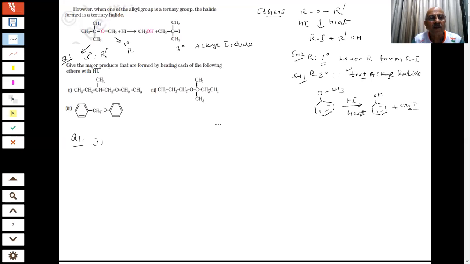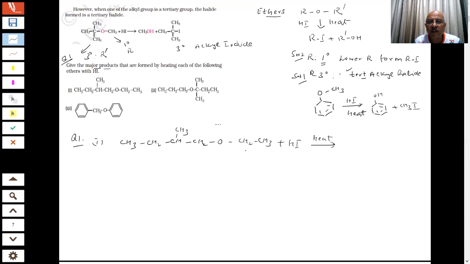All right. What is the product in this case? You have this compound, CH3CH2CHCH3, CH2OCH2CH3. You are heating with HI. What product will you get, students? Tell me.